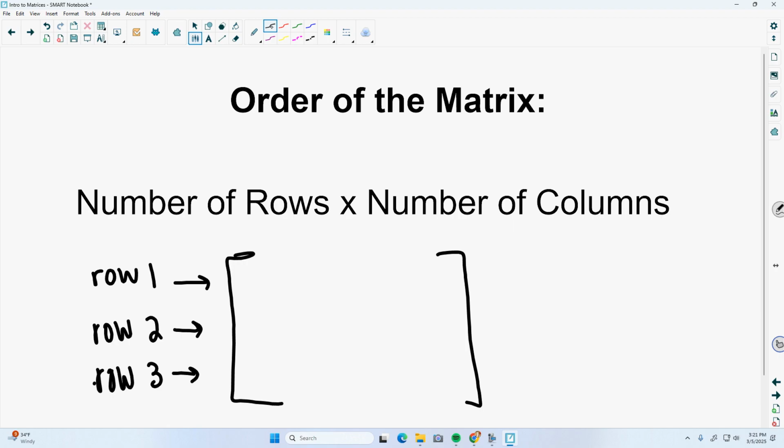Our columns go up and down. So we could have column 1, column 2, so on and so forth, going up and down. Okay, rows by columns. That order is important. They cannot be interchangeable. Anytime you're talking about the order of the matrix, you're going to talk about the number of rows by the number of columns.